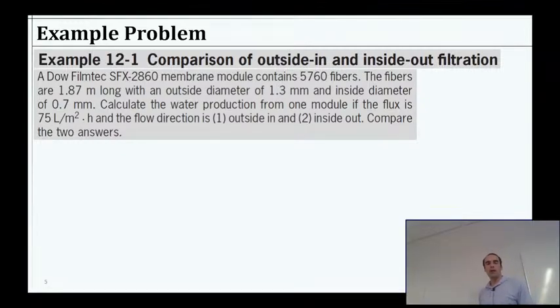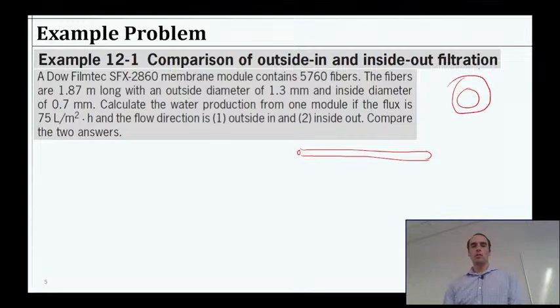So in this case, we have a Dow FilmTech membrane module, and this is going to be one of those hollow fiber membranes that has tons and tons of small fiber membranes. A bunch of small cylinders, basically, is the geometry. It contains 5,760 fibers. The fibers are 1.87 meters long, fairly long, with an outside diameter of 1.33 millimeters and an inside diameter of 0.7 millimeters. So we're giving outside and inside diameters here. When we look at the geometry, maybe we need to account for that.